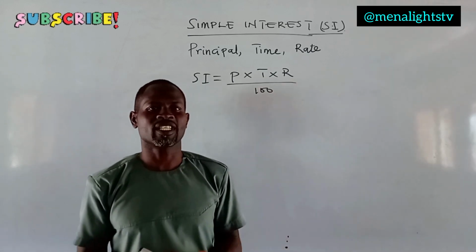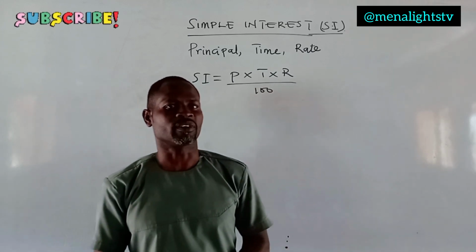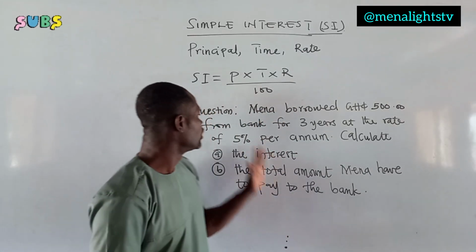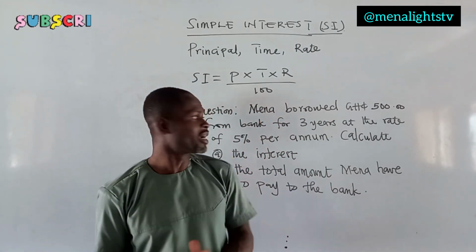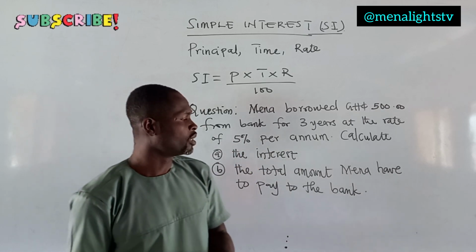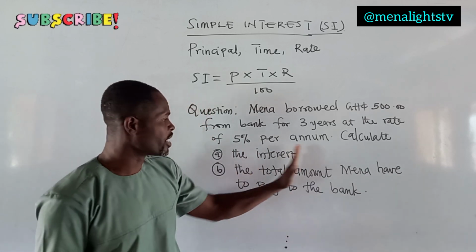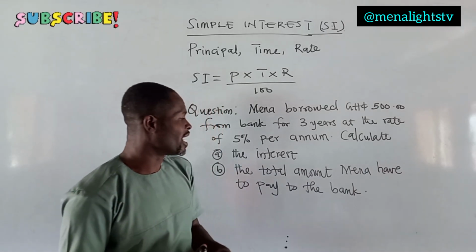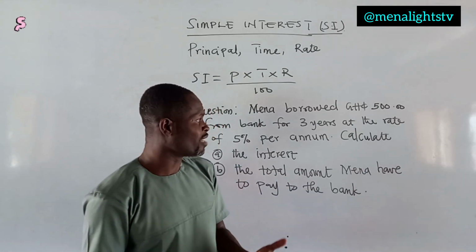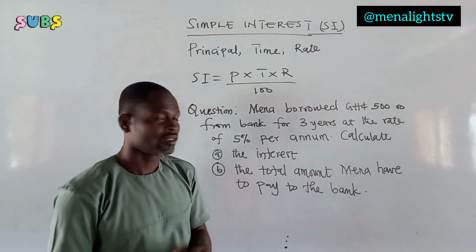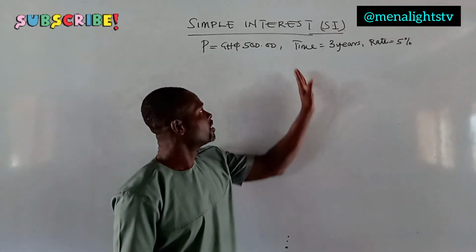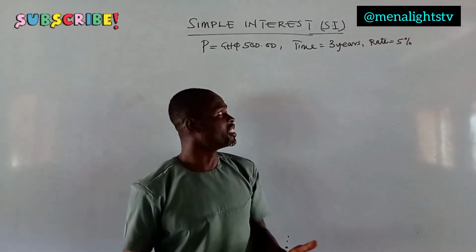We now take a question and see how best we can solve it. Our question is: Mena borrowed 500 cedis from the bank for 3 years at the rate of 5% per annum. Calculate the simple interest, then the total amount Mena has to pay at the end of the 3 years to the bank. From the question given, our principal is 500 cedis, the time is 3 years and the rate is 5%.